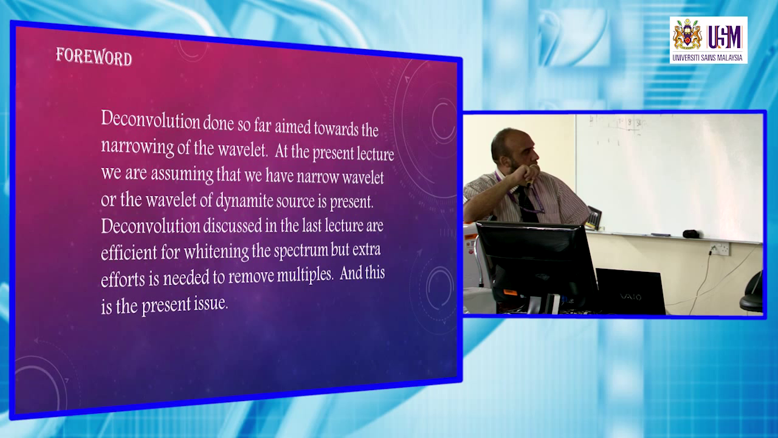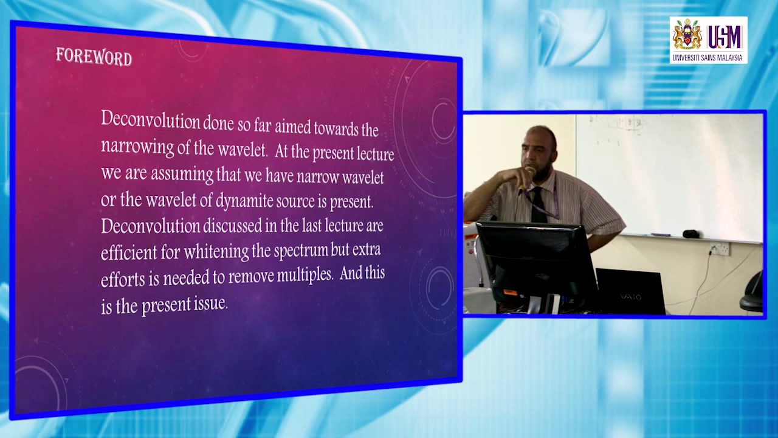So today we are not going to speak about whitening or spiking in general, but about the removal of multiples, which is one of the major problems we have, because they occur very often, especially if we have a low velocity layer. This low velocity layer will have strong reflection coefficients from both ends, so the seismic energy will be trapped in this layer.